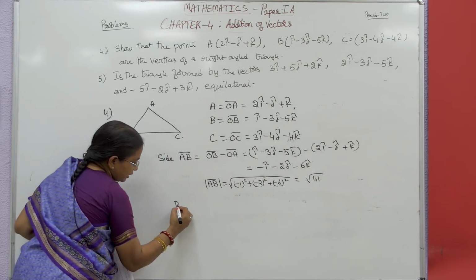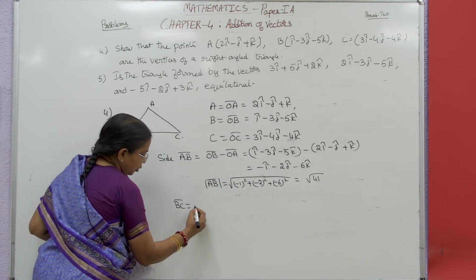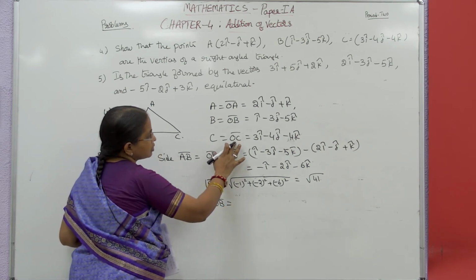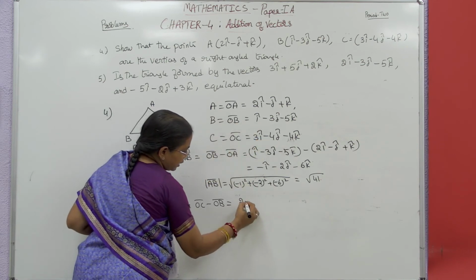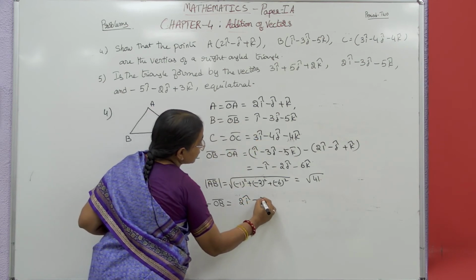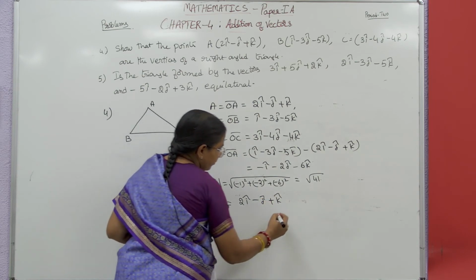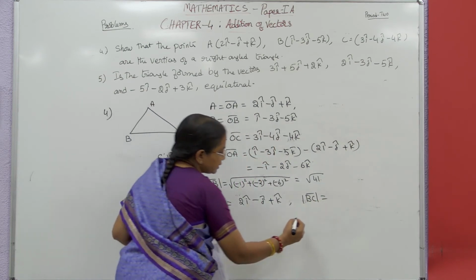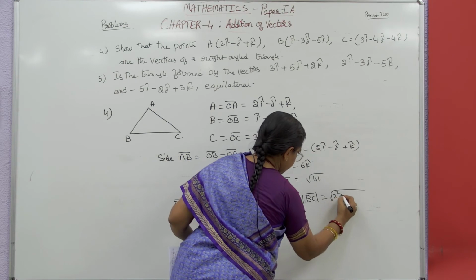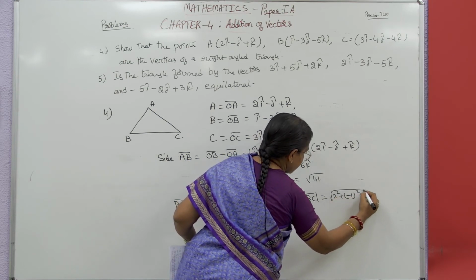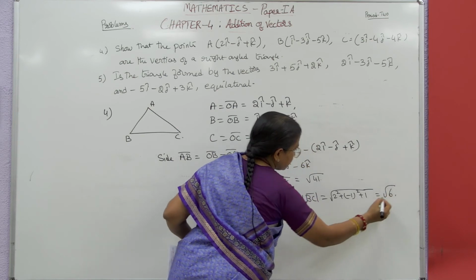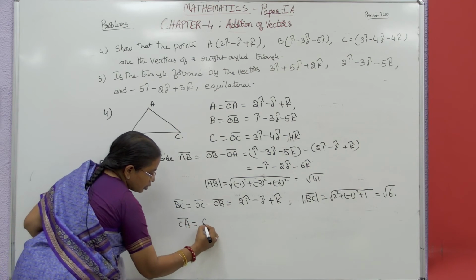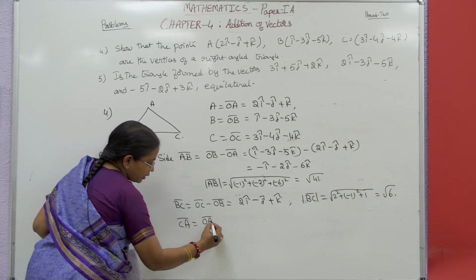Now you find in the same way BC. BC is equal to OC minus OB. That is, directly I am writing 2i minus j plus k. Now we'll find mod BC, that is the length of the side BC. The length of the side BC is root of 2 square plus minus 1 square plus 1. That is root 6. Now we'll find BC. Next is CA. CA is OA minus OC.